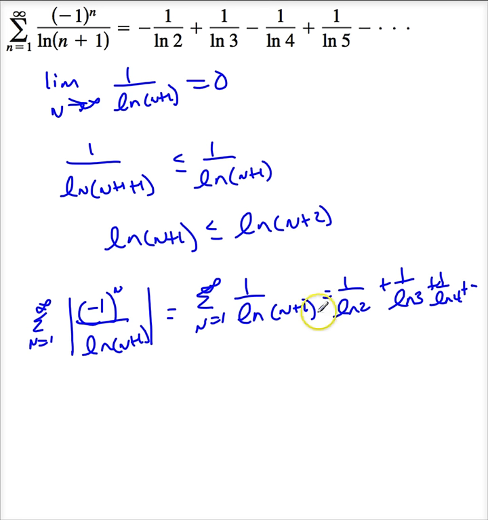Now, if I directly compare this to the harmonic series, I believe we will find, as n gets very, very large, that this function is larger than the harmonic series, and we know the harmonic series diverges, which tells me this does not converge absolutely. However, it does have conditional convergence.